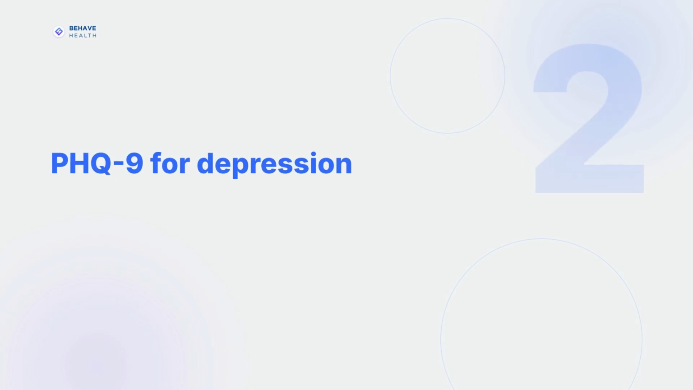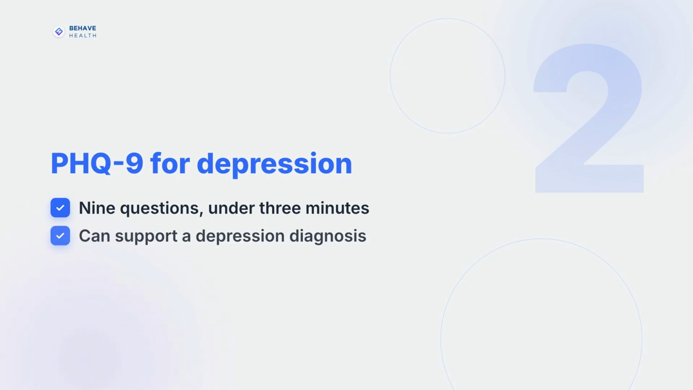Measure 2. The PHQ-9, a 9-question depression screening tool that takes less than 3 minutes. You have likely seen the PHQ-9 at a primary care office, where it is widely administered. It is fast and familiar. Unlike the GAD-7, qualified clinicians can use PHQ-9 results to make a depression diagnosis and classify severity from none to severe.